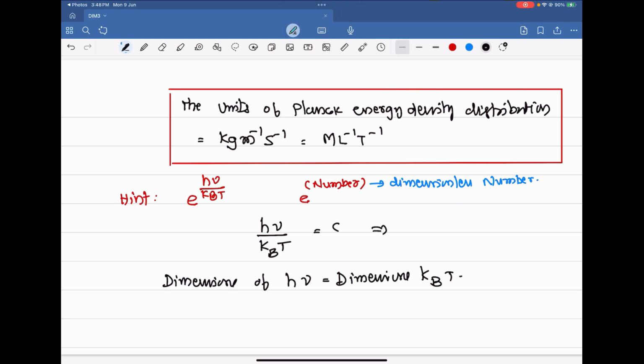And the units of Planck energy density distribution is kg per meter per second, and the dimensions are M to the power of 1, L to the power of -1, T to the power of -1. And this we have derived from the equation we know, and we are totally unaware of what it means. We derived it from the dimensional analysis. Now, from the equation given, we are going to understand the Boltzmann constant in the next class.